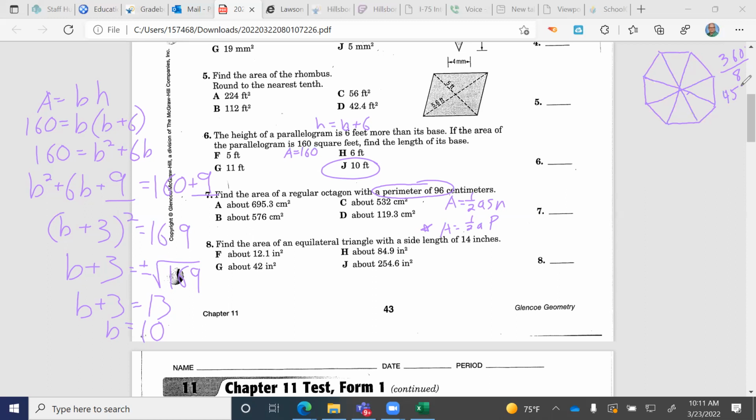Now, I need the apothem, which could be the height of any one of these triangles. And it's the distance from the center to the side of my figure. It's my apothem. That's A. That's the piece I need.